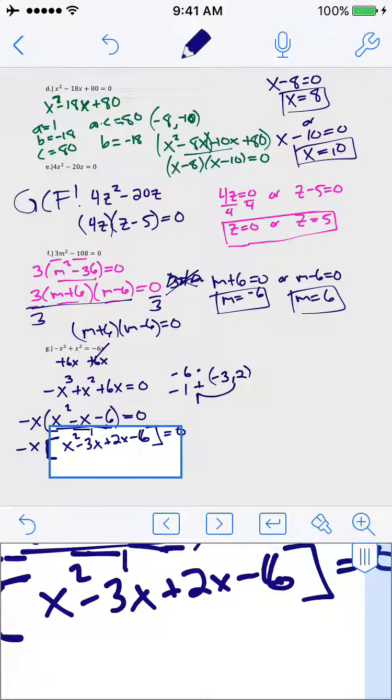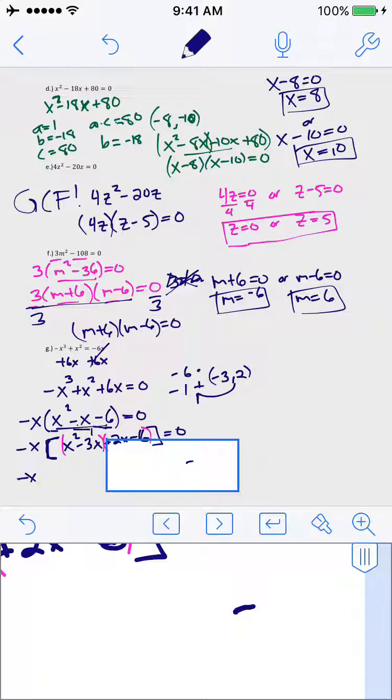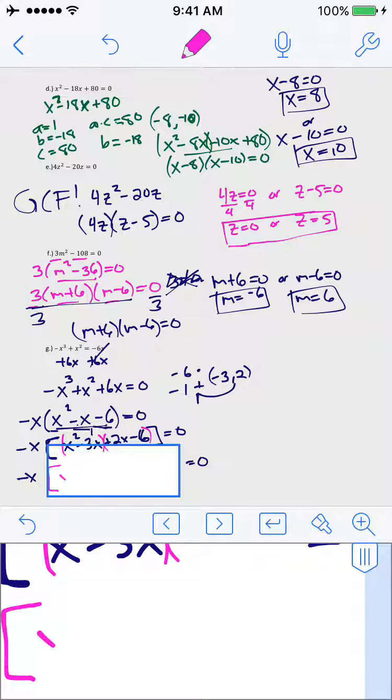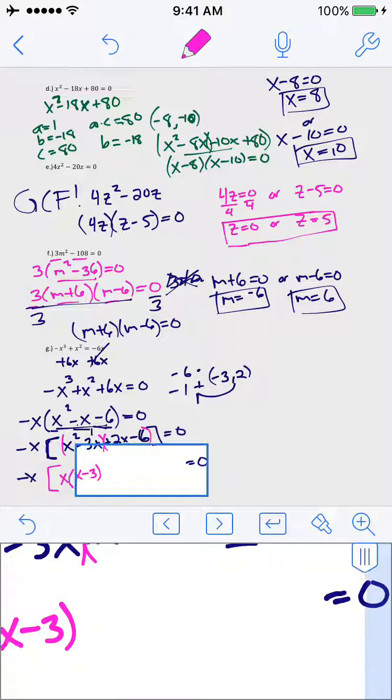Alrighty. Still have all this negative x junk and 0 over here. But again, I'm not doing anything with it. Notice I'm literally just copying and pasting. Inside my brackets, though, I can pull out an x. I get x minus 3. And then over here, I can pull out a positive 2, and I get x minus 3.